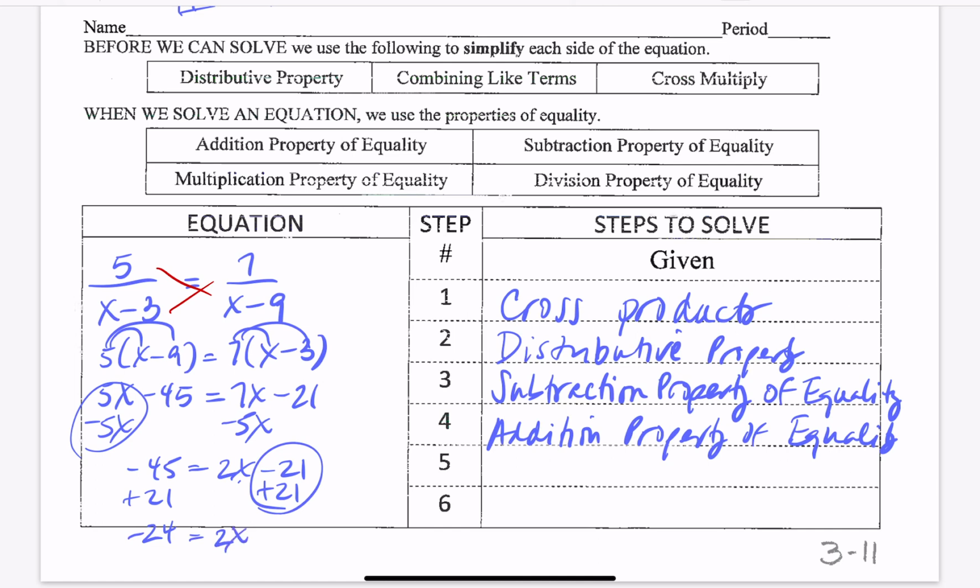So now I'm going to divide both sides by 2 to get rid of that coefficient. So I'm using the division property of equality because I'm dividing both sides by the same thing. And I end up with negative 12 equals x for my answer.